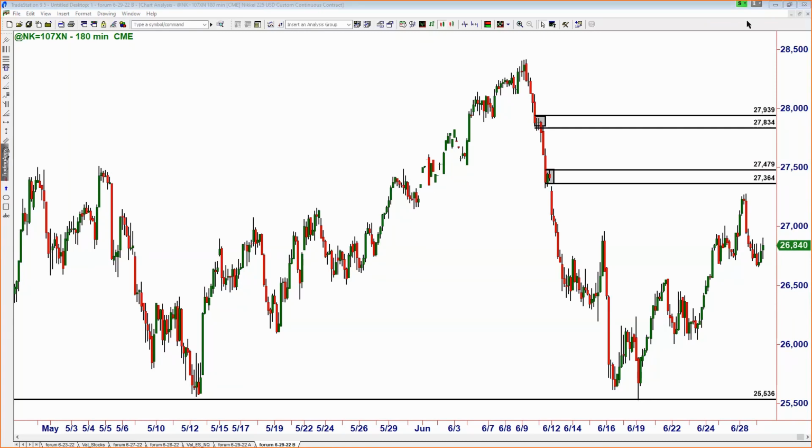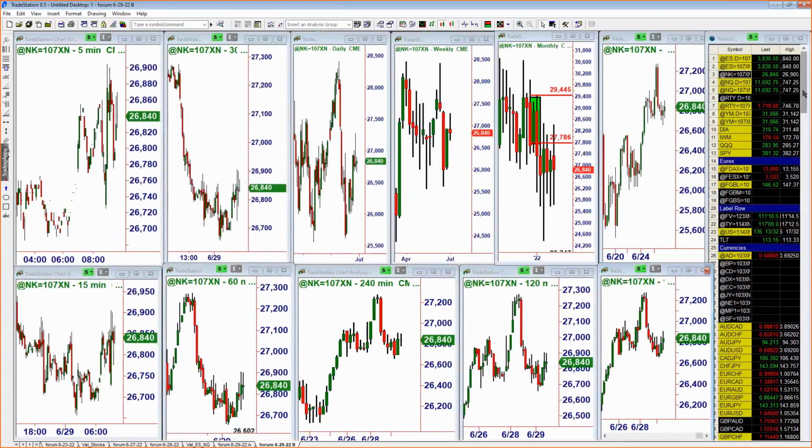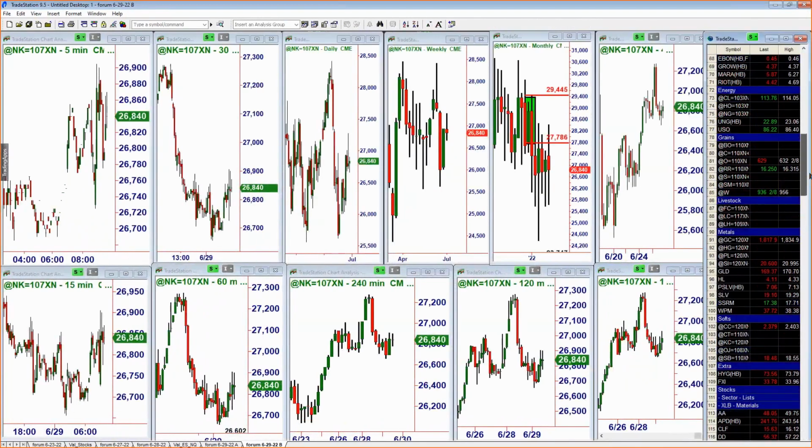Let me get out of that. GLD, yeah, we went over gold already, the futures. GLD is not going to be that much different, but we can certainly take a look at it.